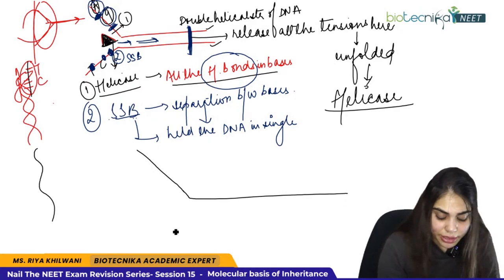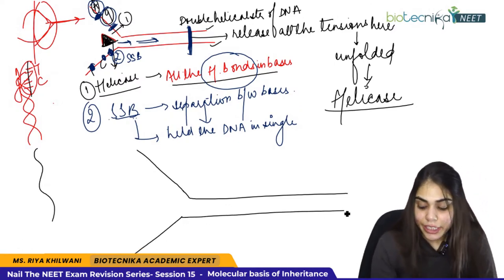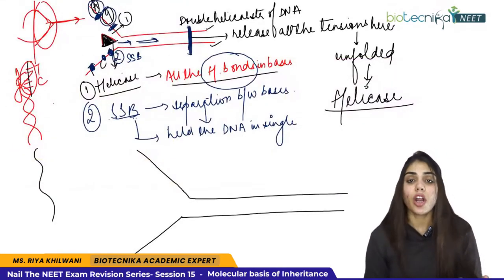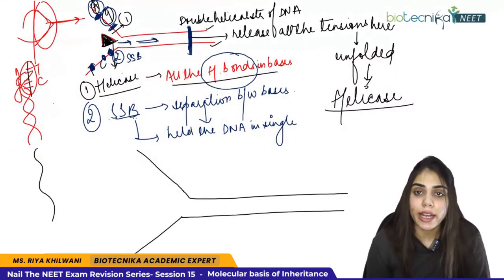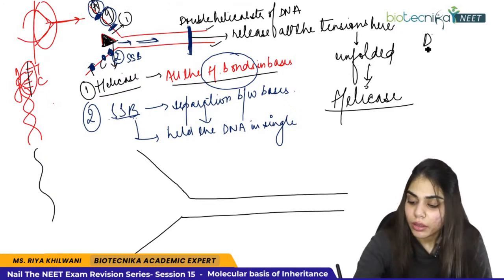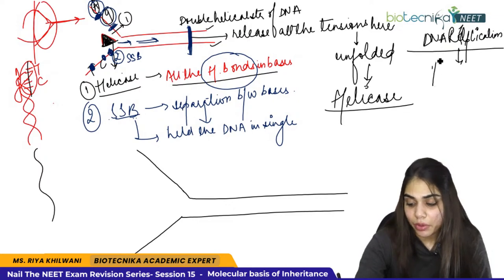So what is the main enzyme that is playing a role in DNA replication? It is DNA polymerase. DNA polymerase is an enzyme that does not have the ability to initiate DNA replication itself. Then how is it initiated? It is initiated with the help of primers.